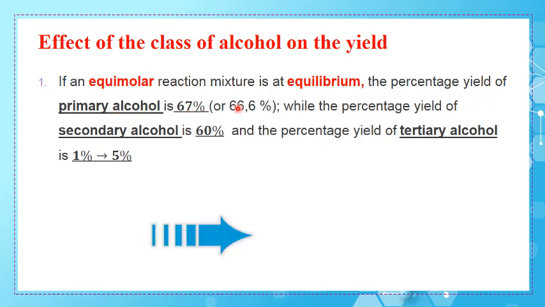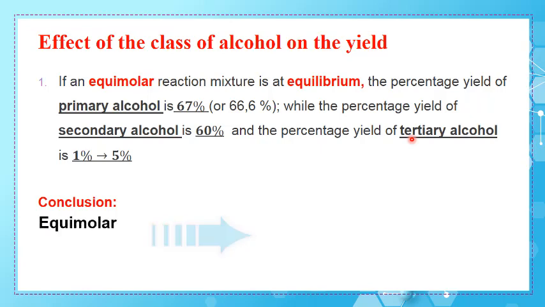And this value is constant for all kinds of primary alcohols. And for secondary alcohols it is 60%. Also, this is a value that is constant. And it's 1 to 5% if the alcohol used is tertiary.